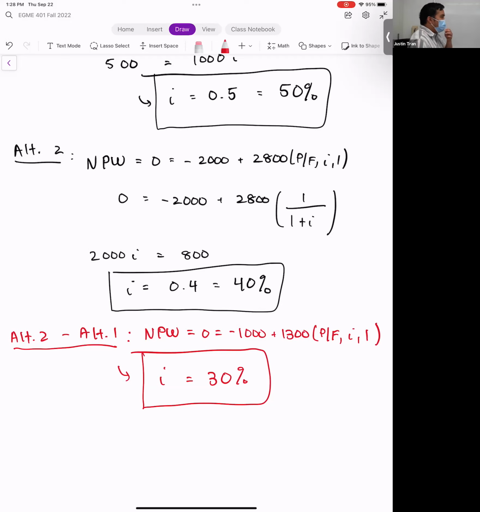All right, so you're probably thinking, now it's worse, right? We had 50% with alternative 1, 40% with alternative 2. We take this difference and we get an even lower rate of return, right? But here's the kicker. Taking this difference here is clutch, because you can think of this difference as the difference between the cash flows if you pick alternative 2 versus alternative 1.